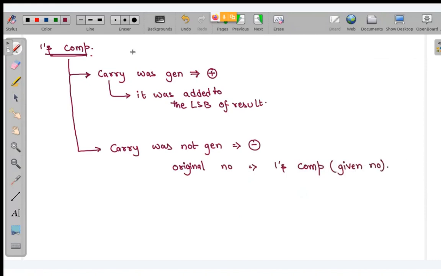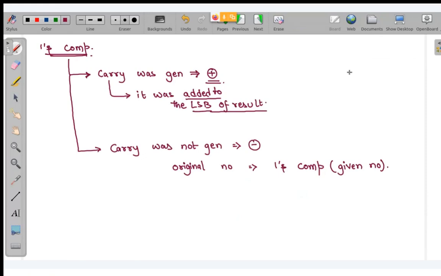Now, in 1's complement, basically the problem is this. When carry is generated, we need to add it to the LSB of the result. In all computers and digital circuits, for addition of this extra bit we require a certain amount of hardware. That is why we avoid 1's complement.